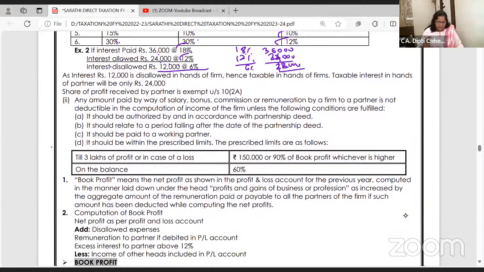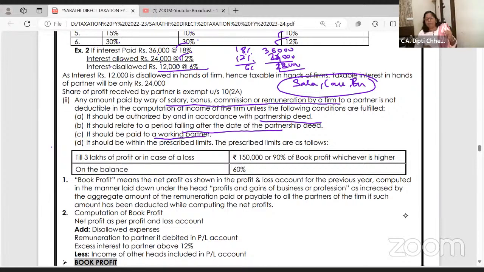Now, how much remuneration is allowed to the partners? What do you mean by remuneration? Salary, commission, bonus, all given to partners. Usually working partners get remuneration in the form of salary, bonus, commission. It should be as per the partnership deed, for a period falling after the partnership deed, and paid to a working partner.